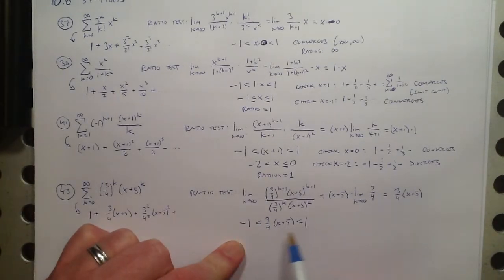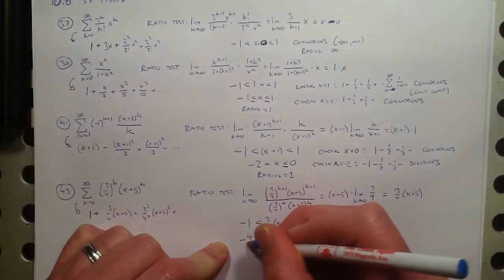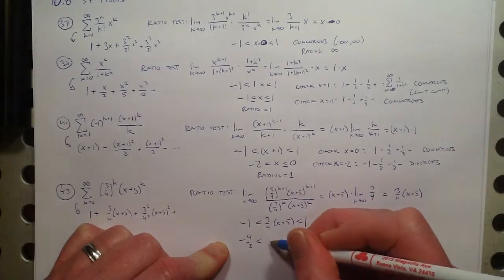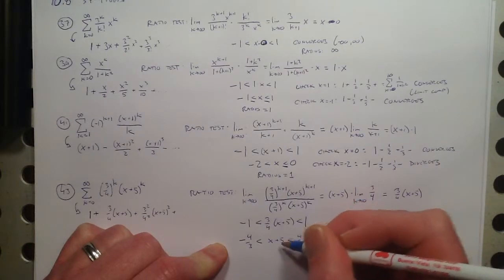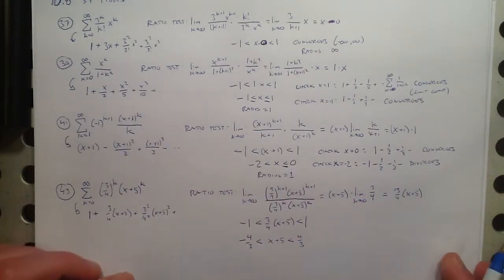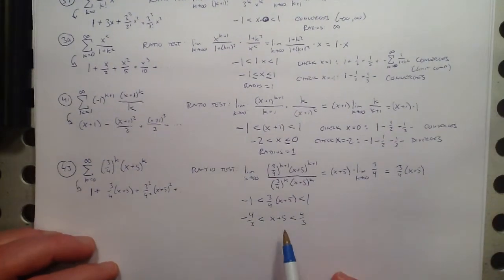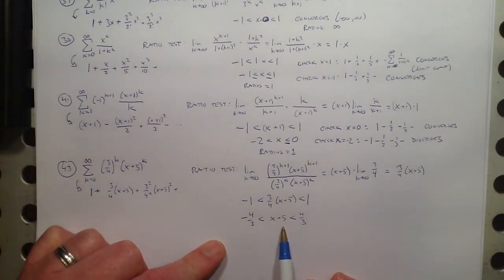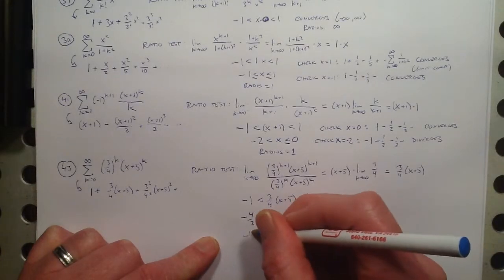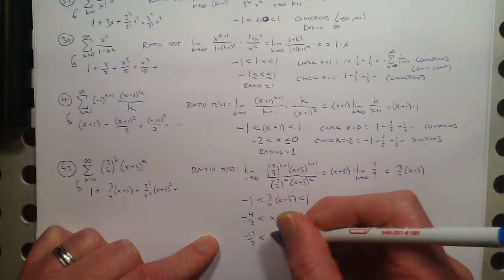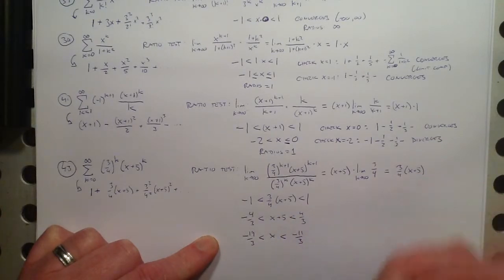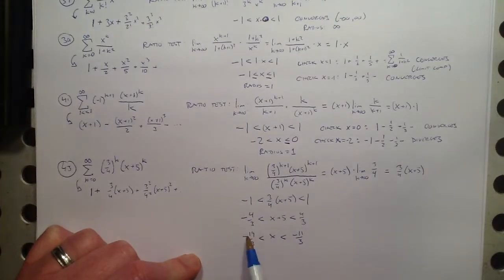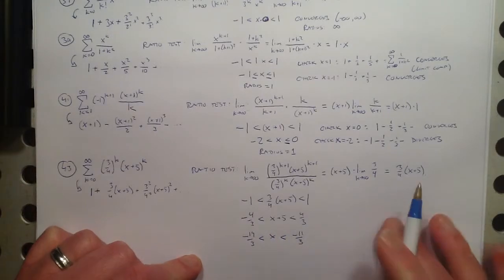So multiply through the whole inequality by 4/3, and then subtract 5 from every wire. And 5 is the same as 15/3. So this would be negative 19/3 less than x less than negative 11/3. And you can see, indeed, the center of that would be negative 15/3 or negative 5.